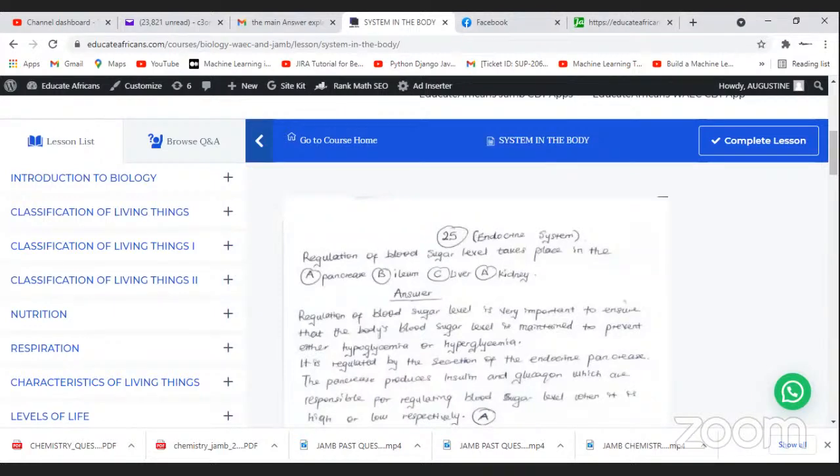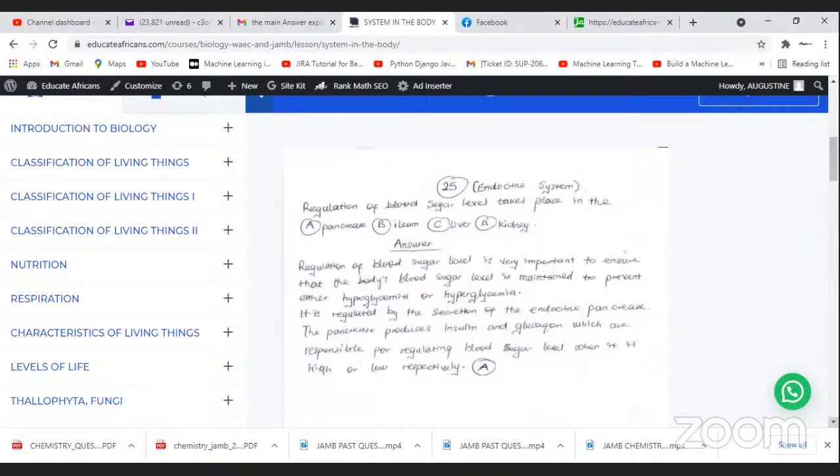Endocrine system. Regulation of blood sugar level takes place in, is it the pancreas, is it the ileum, is it the liver, is it the kidney? Okay, regulation of blood sugar is very important to ensure that the body blood sugar level is maintained to prevent hypoglycemia or hyperglycemia. Okay, it is regulated by the secretion of the endocrine pancreas.